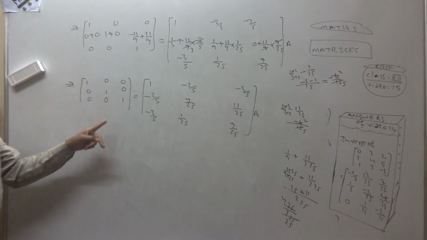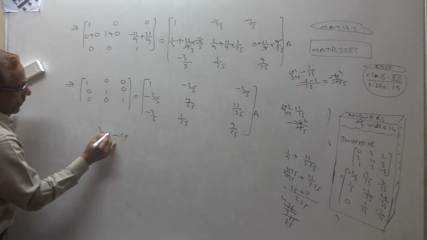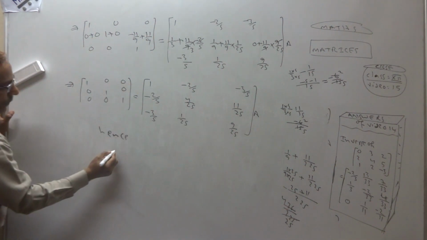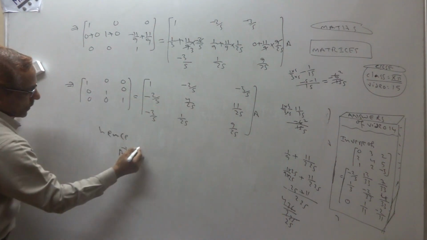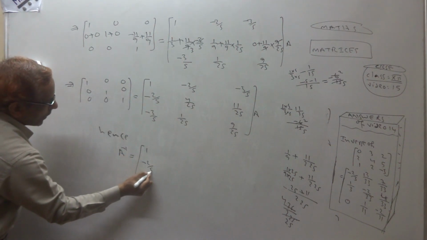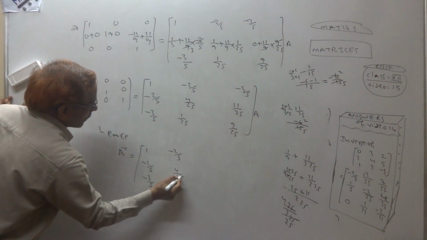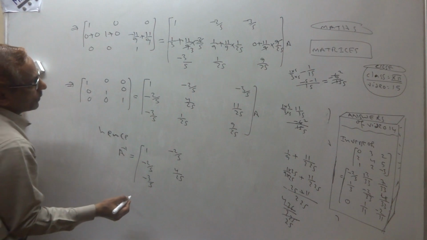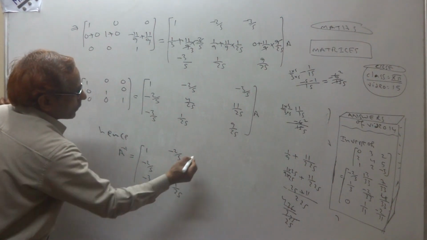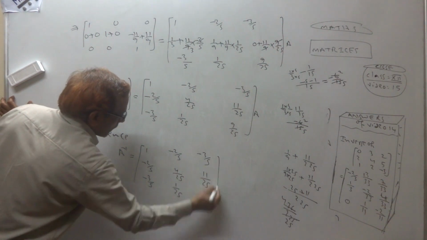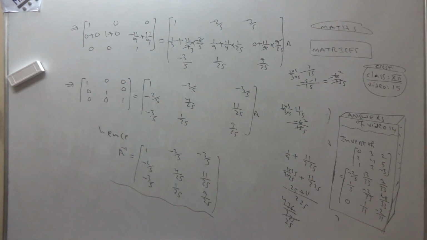Finally, we can say that, hence, we know that A into A inverse is I. This is I. Hence, this is called A inverse: 1, 2 by 5, 3 by 5, 2 by 5, 4 by 25. Okay. 1 by 25, minus 3 by 5, 11 by 25. This is the final answer. So this was a long answer type. So it's completed.